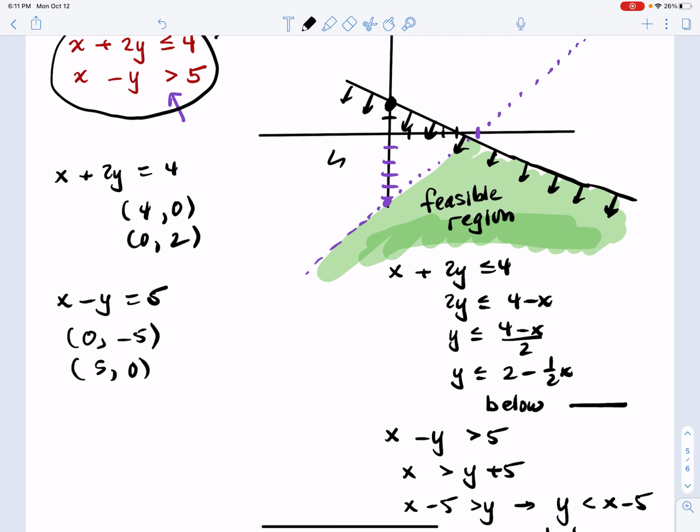And it contains all points (x, y) that are solutions to both inequalities simultaneously, at the same time.